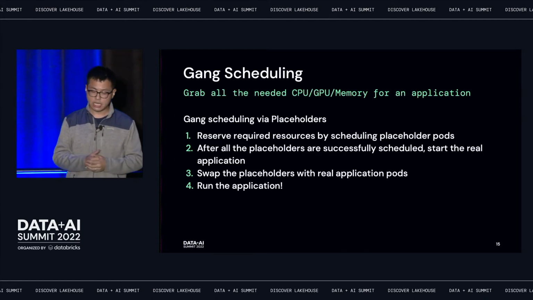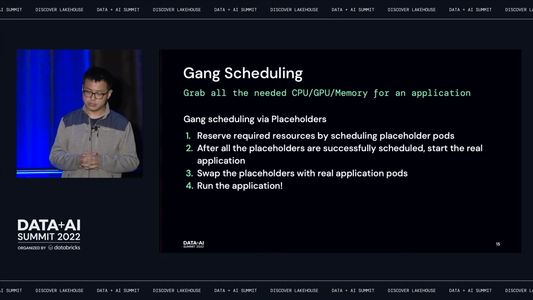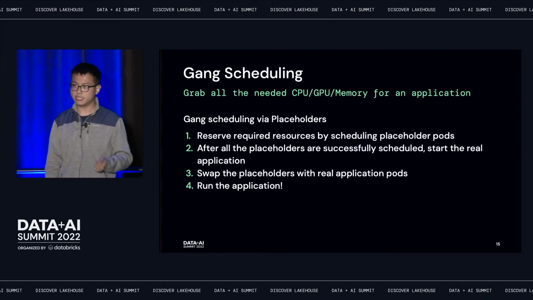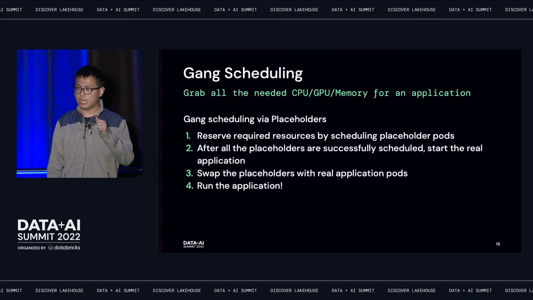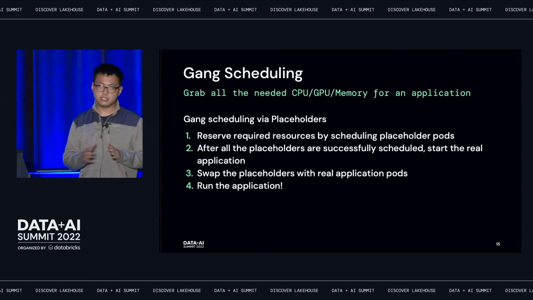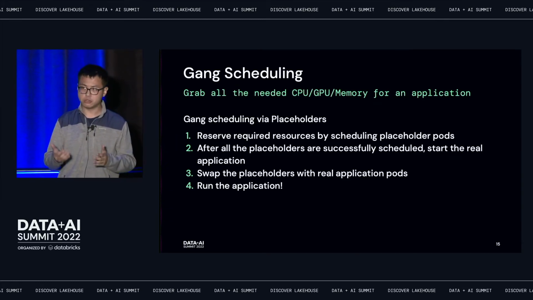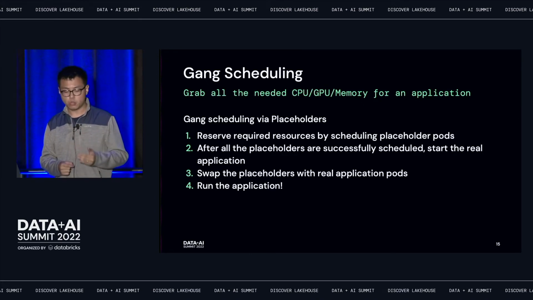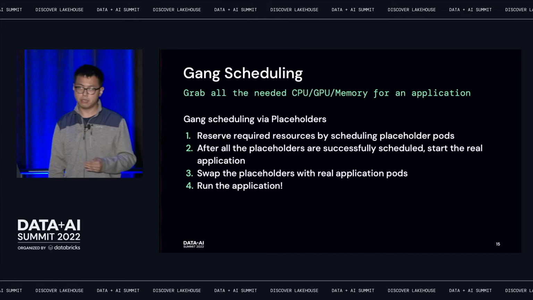And second step, after all the placeholders are successfully scheduled, that's when you start the real application. So again, taking Apache Spark as an example, if you have all the placeholders for your required number of executors that have been successfully scheduled, that's when you would allow this driver to start. And the third step is you swap the placeholders with the real application pods when they arrive.